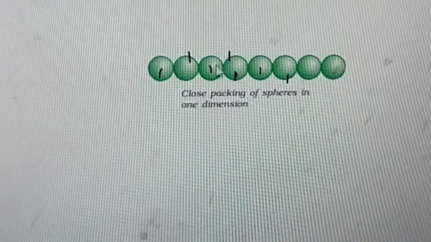Okay. Next, close packing in 2 dimensions. Here, if we take close packing in 2 dimensions, we can get 2 types of structures, 2 types of packing. This is the first one. So what is this first one? The second row may be placed in contact with the first one.